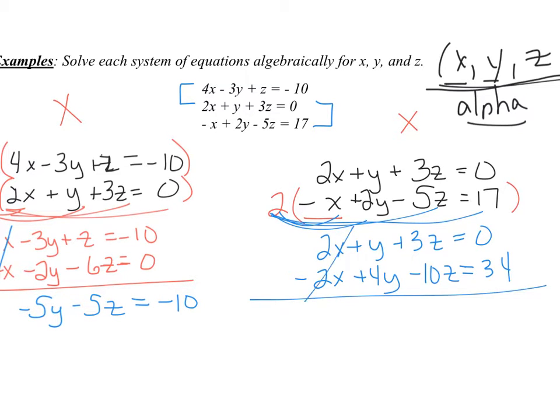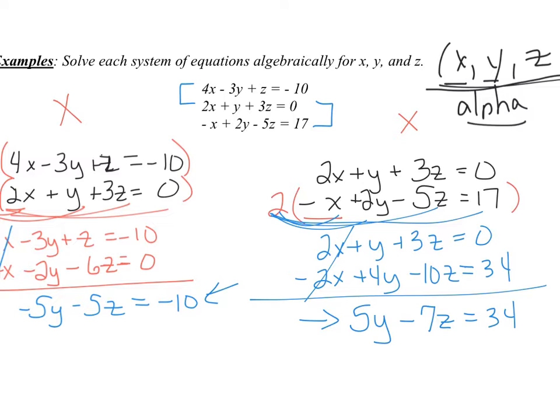Made a mess of my paper. Those cross out. I'm left with 5y minus 7z equals 34. Now what did that do? Well, that made two equations with just y's and z's in them.